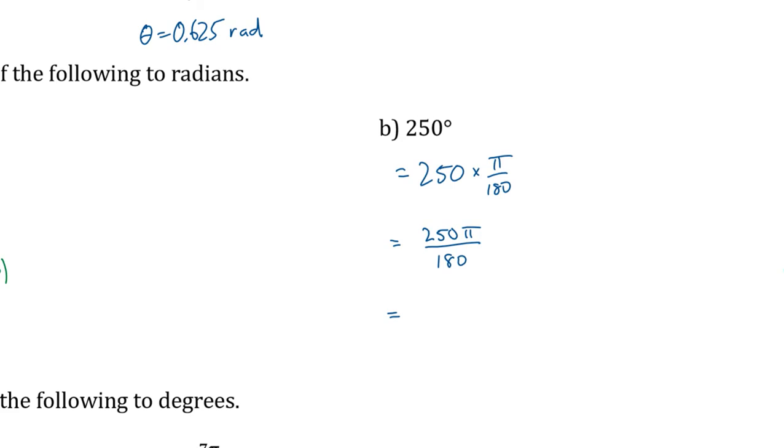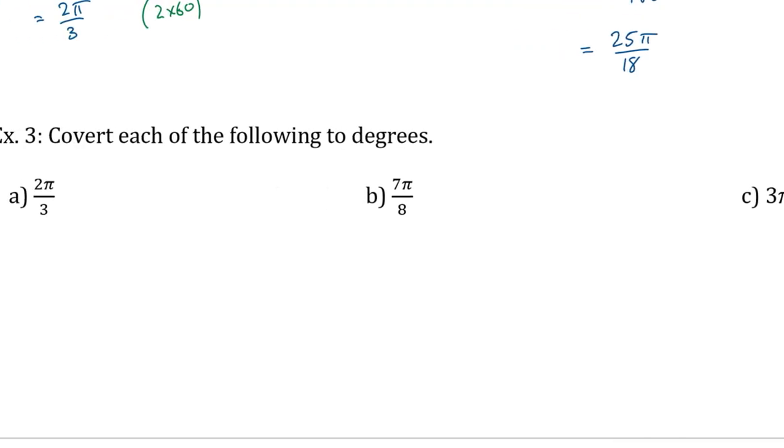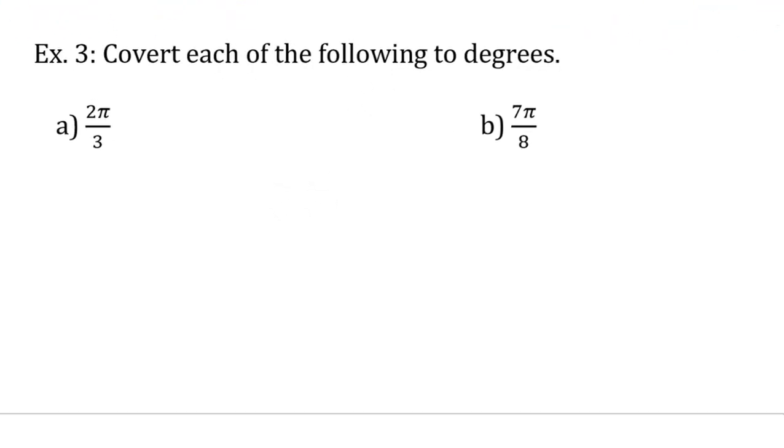250 times pi over 180, which is 250 pi by 180, and that just reduces to 25 pi over 18. Again, we almost always leave radian measures in terms of pi as exact values. We're not going to convert that to a decimal and round. We're going to leave it as is. Okay, and there's 3 here to convert to degrees, so go ahead and try that.